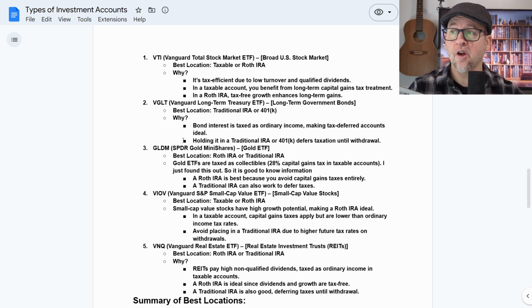GLDM, SPDR Gold Mini Shares ETF. The best location is in your Roth IRA or a traditional IRA. Gold ETFs are taxed as collectibles at 28%. So be careful with this one.